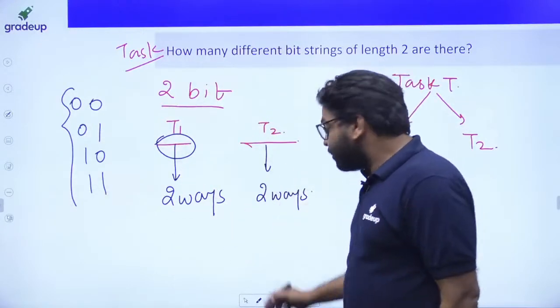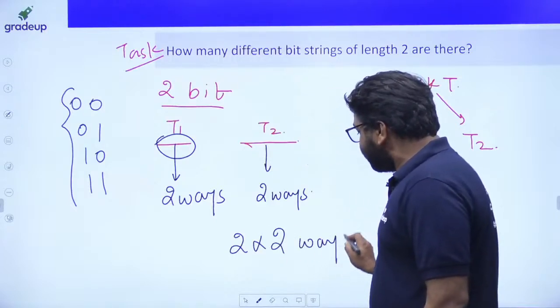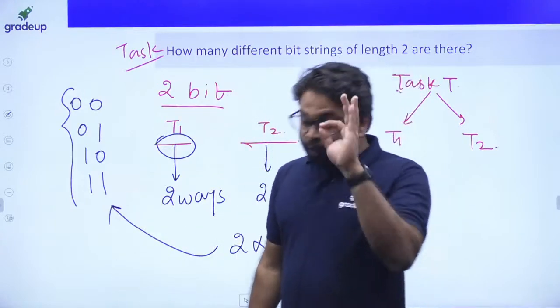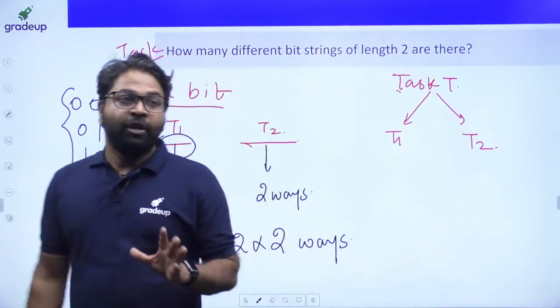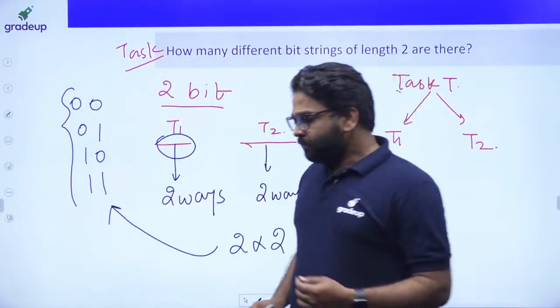So according to the product rule, what it is trying to say is that the total ways that we can write is basically 4 ways. And what are those 4 ways? These all are the 4 ways. It's very simple to understand the definition of a product rule. So in order to understand the definition of a product rule, it is very important.